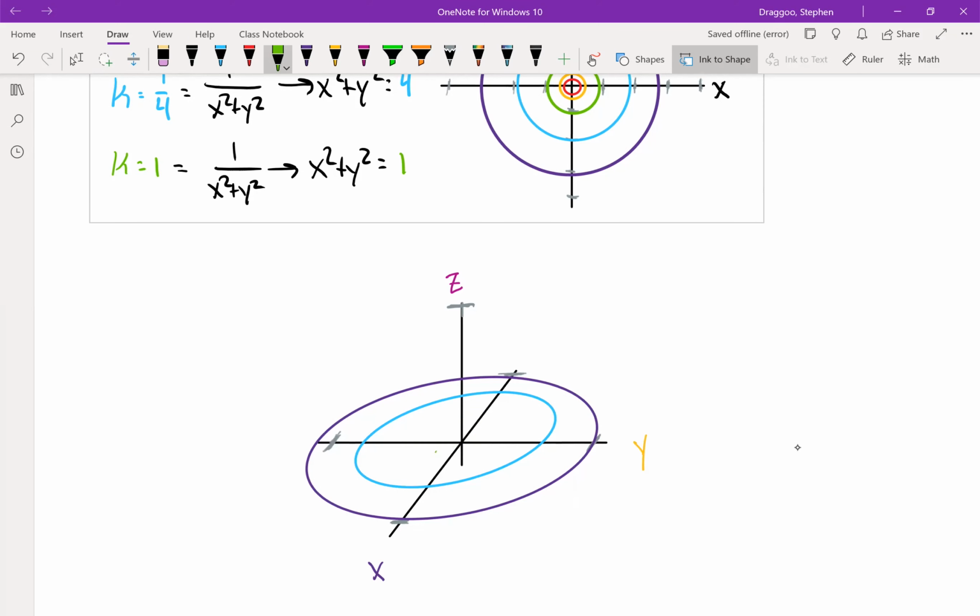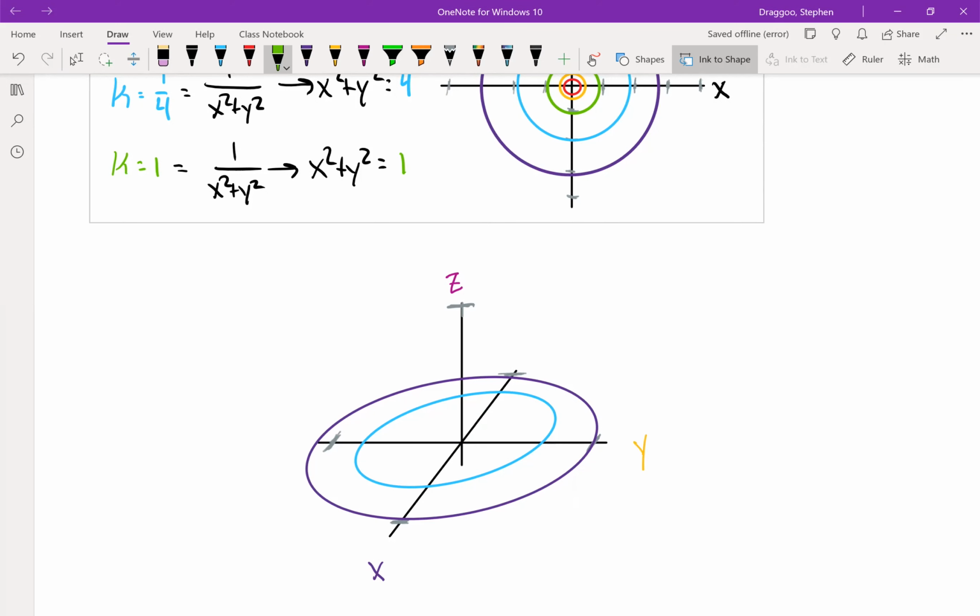Let's try that one more time. Okay. Oh no, hit the wrong button. Erased everything. All right, let's try that green circle again.